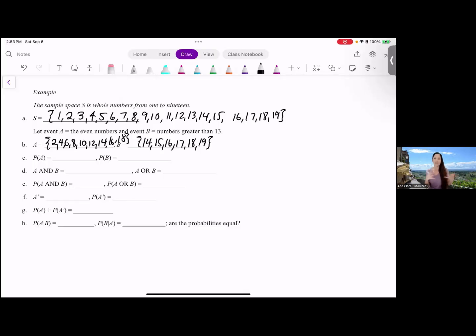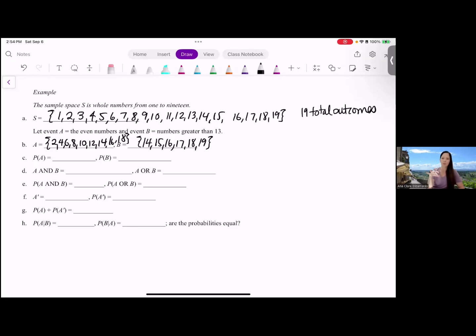Now I have P of A. That's asking us for the probability of event A. So what is the probability of getting an even number out of the total sample space S? Well, S has numbers 1 to 19. That is 19 options. So there are 19 total outcomes. So that's something to think about.